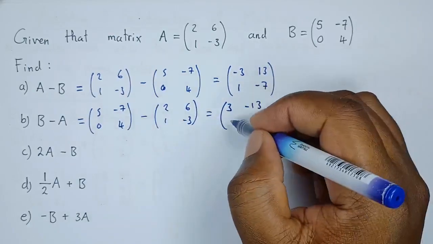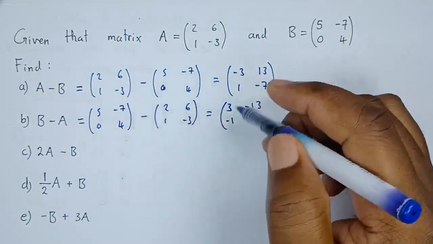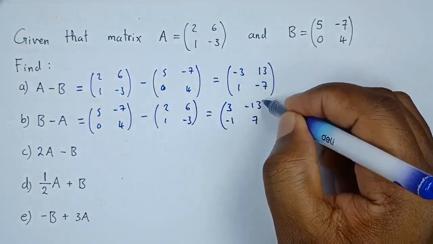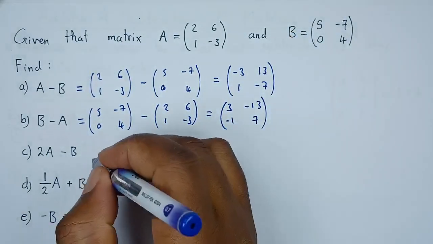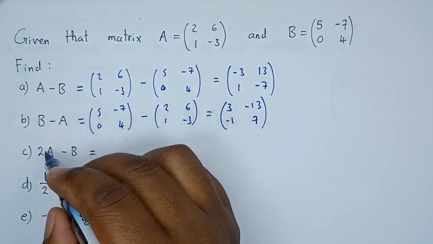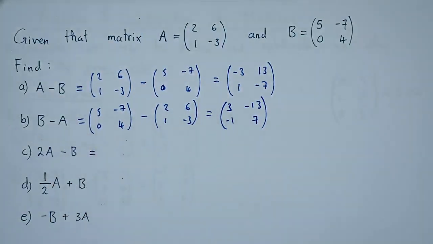0 minus 1, we'll have minus 1. So 4 minus negative 3, we'll have positive 7. So it's just the same thing, though the sign just changes because it's the opposite. Okay. What if matrix A is multiplied with a scalar?